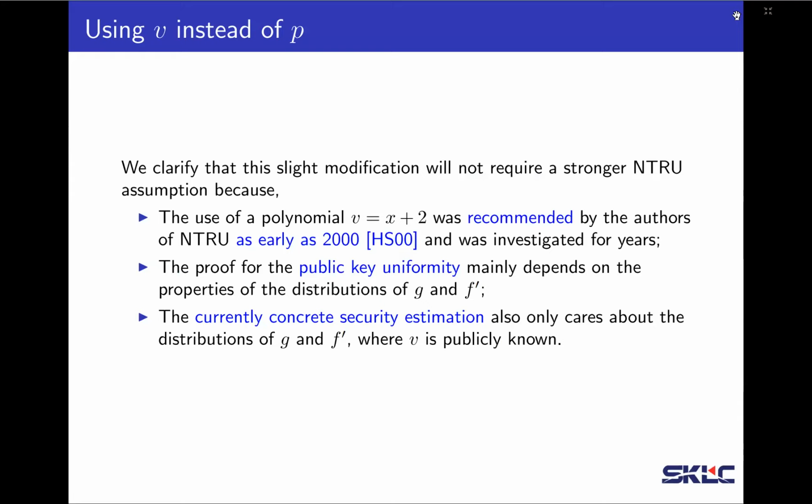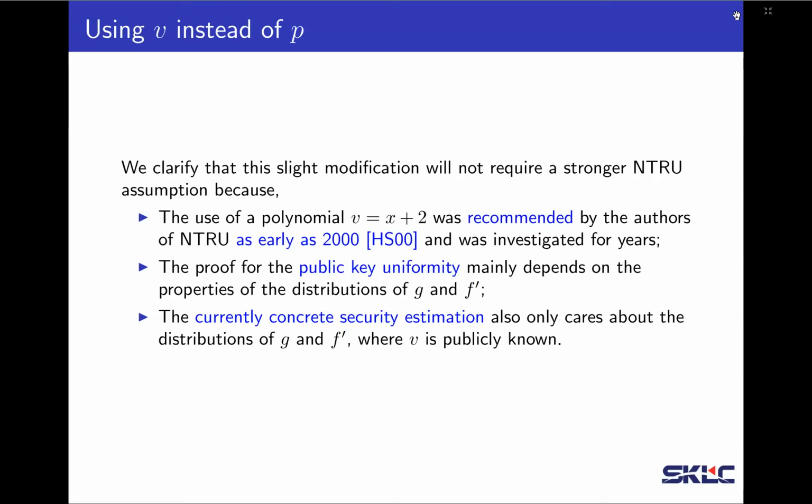And now we will clarify that this slight modification will not require a stronger assumption. Firstly, the use of a small polynomial v equals x plus 2 was already recommended by the authors of Benchu as early as the journal of 2000, and it was investigated for years. Secondly, the proof of the public uniformity depends on the properties of the distributions of M and G, and the current concrete security estimation also only cares about the distributions of G and M, where V is public to know and immutable.